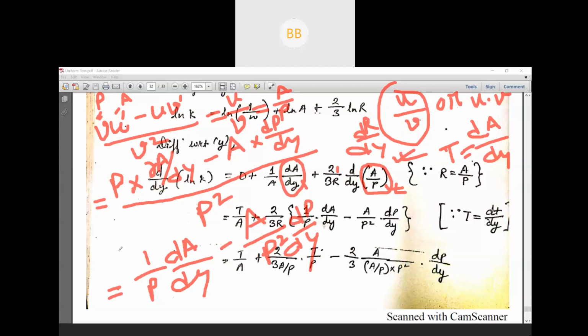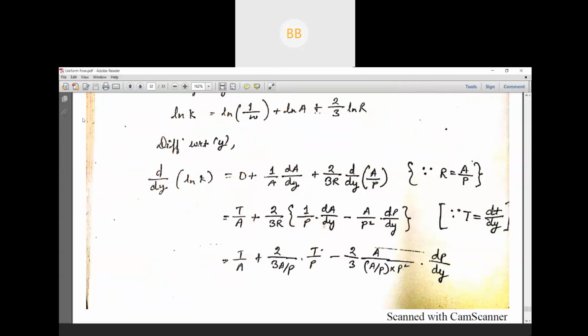So this will be the final expression. After you differentiate this A by p, you will get this expression: 1 by p dA by dy minus A by p square dp by dy. Here you can see that expression. And then we have 2 by 3 r, so it will be a constant term.